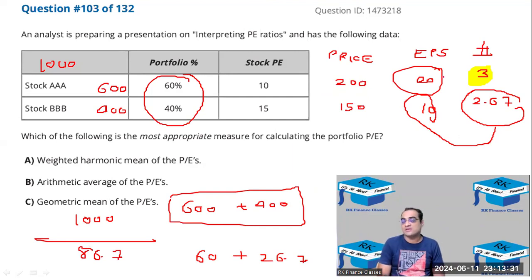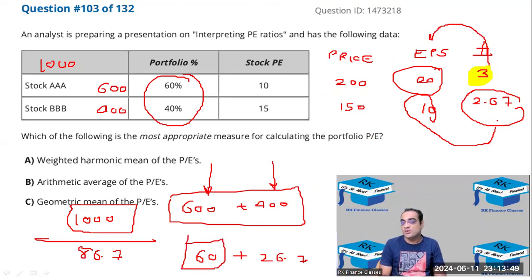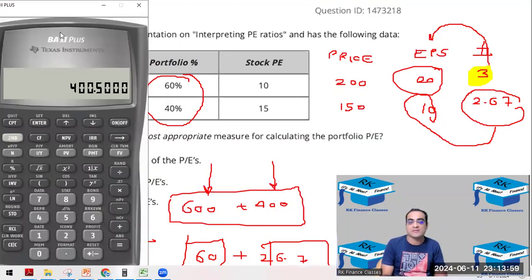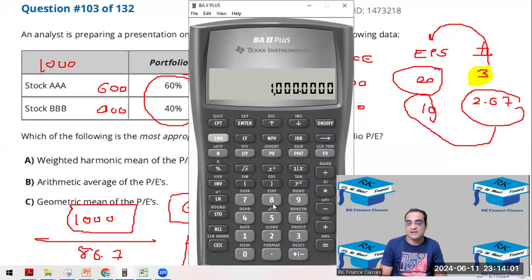So three shares worth 200 each, 3 into 200 is 600 rupees of investment, and 2.67 shares into 150 price is 400 rupees of investment. Together 1,000 rupees of investment. In terms of profit, three shares with each profit of 20 gives 60, and 2.67 shares with each profit of 10 gives 26.7, adding to 86.7. The final answer would be 1000 divided by 86.7, which should be the same answer, 11.53.